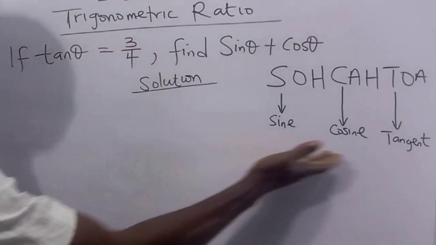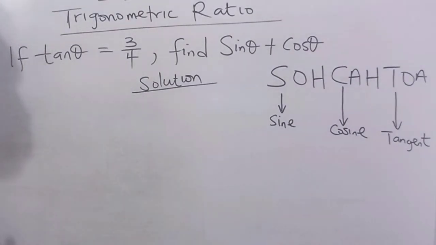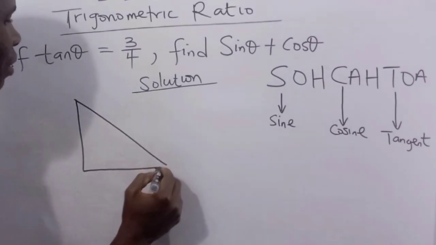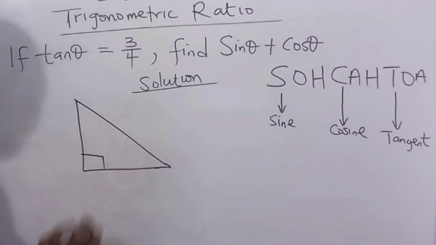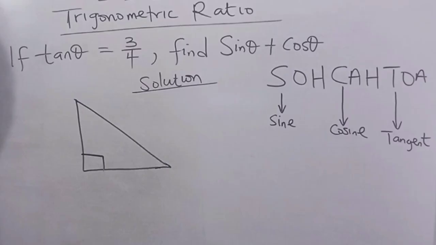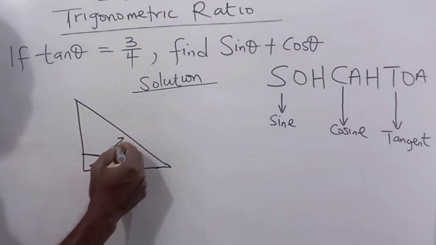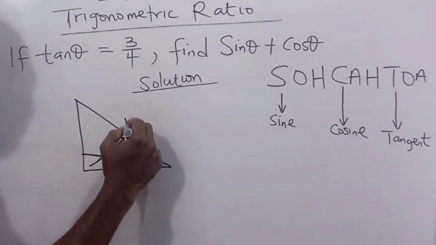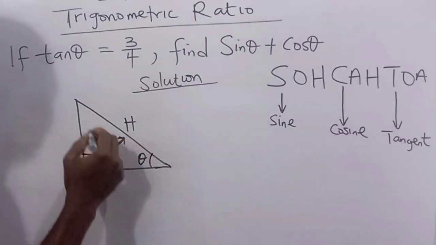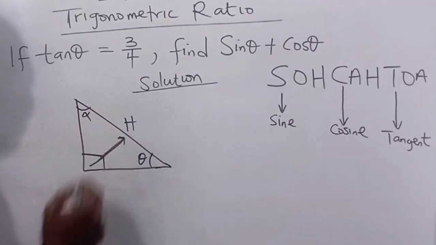The trigonometric ratios are only applicable to right angle triangles. A triangle has 3 sides and 3 angles. A triangle where one of its angles is a right angle, or 90 degrees, is known as a right angle triangle. The side that is opposite to the right angle is known as the hypotenuse. Let's say here we have theta and here we have angle alpha.